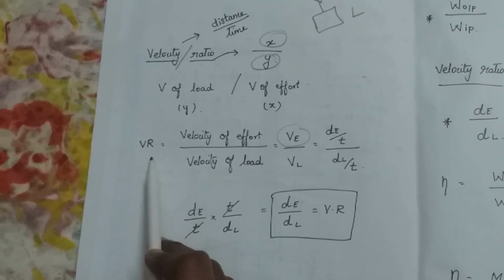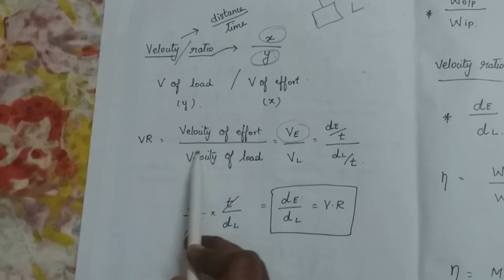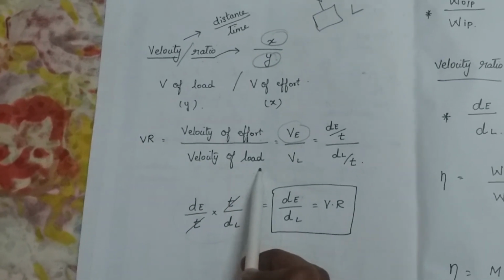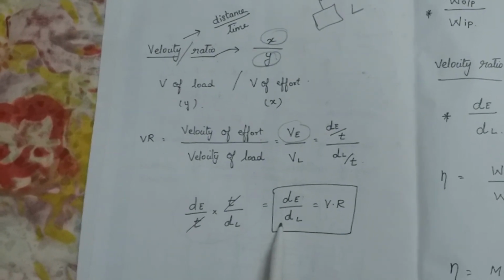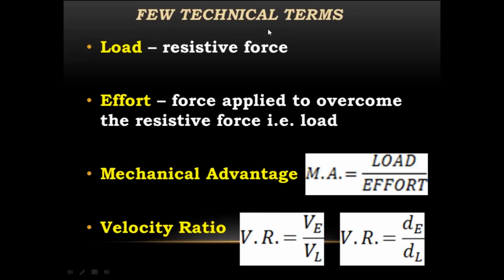We started with velocity ratio is equal to velocity of effort by velocity of load, and we are ending with VR is equal to dE by dL. Velocity ratio is also defined as the ratio of displacement of effort to the displacement of load, that is distance moved by the effort and the distance moved by the load. Again, for velocity ratio, we won't have a unit because it is a ratio. The numerator is distance and the denominator is also distance, so it would be meter by meter and it would get cancelled. So it does not have any unit.